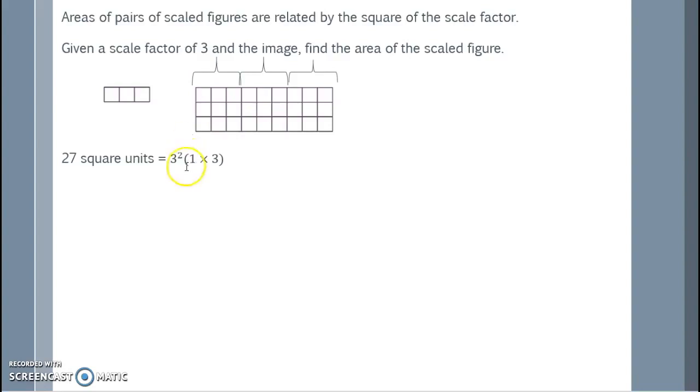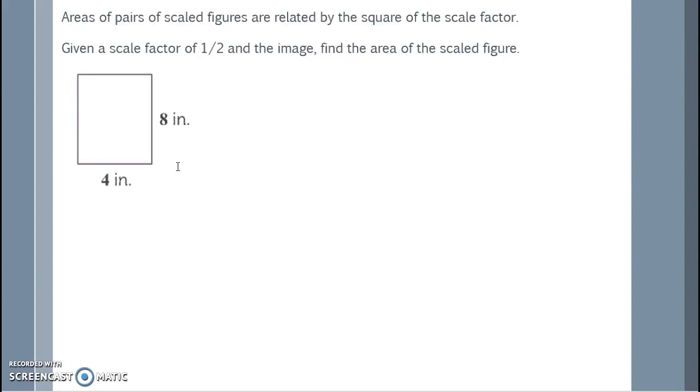So the area of our original is a 1 by 3, multiplied by the square of the scale, 3 squared. So the scale factor squared times the original area.